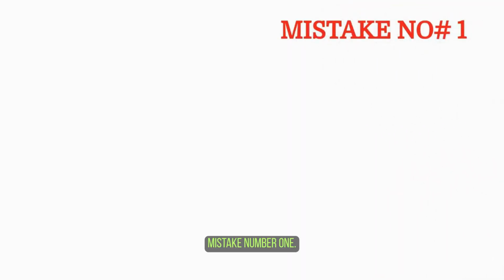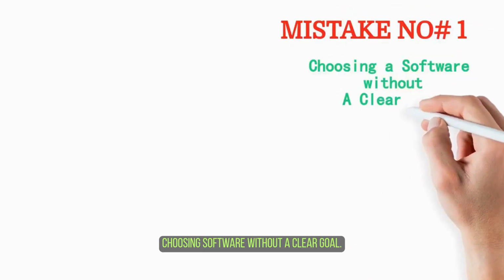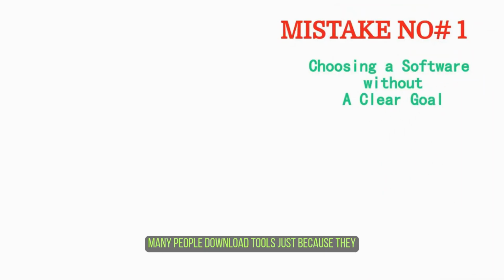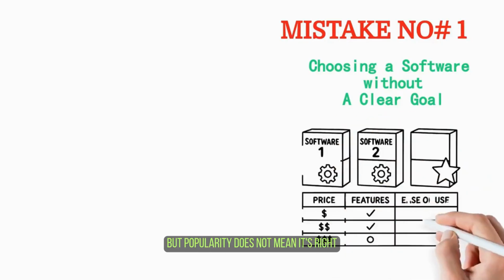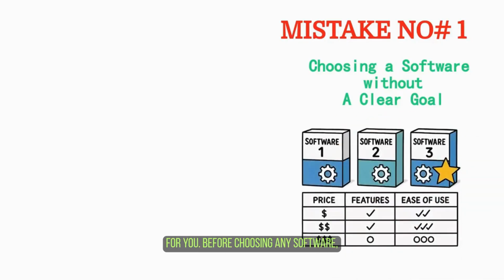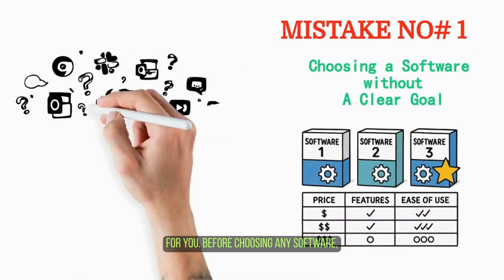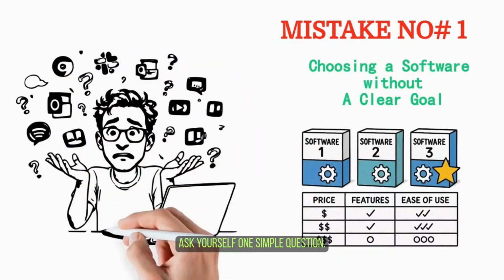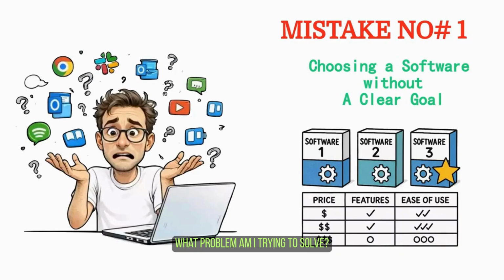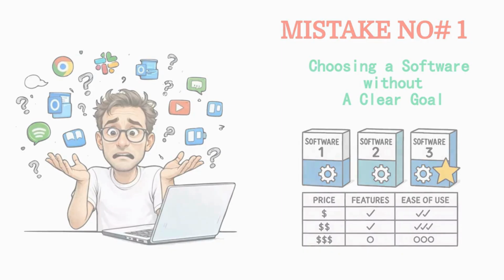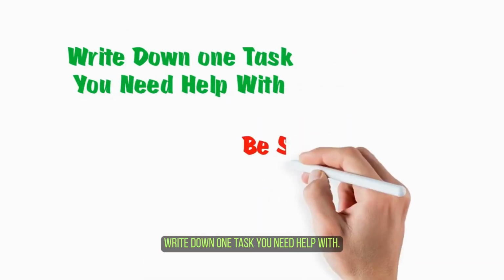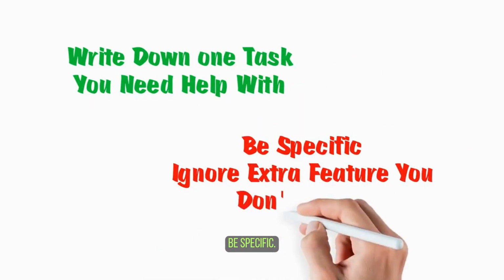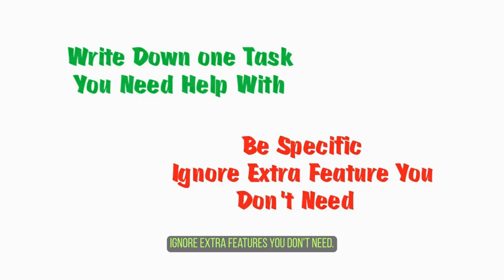Mistake number 1. Choosing software without a clear goal. Many people download tools just because they are popular, but popularity does not mean it's right for you. Before choosing any software, ask yourself one simple question. What problem am I trying to solve? Write down one task you need help with. Be specific. Ignore extra features you don't need.